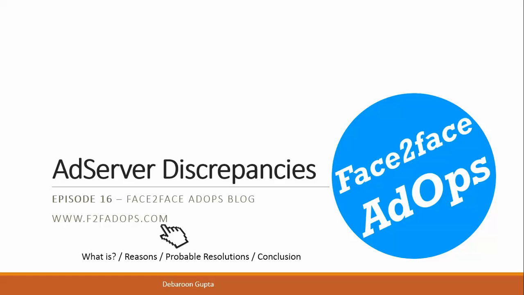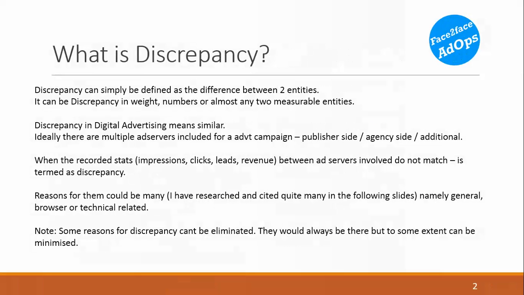So we will be talking about what is a discrepancy, what are the reasons behind discrepancy, probable resolutions, and conclusion. So what's our take on discrepancies? What is discrepancy?